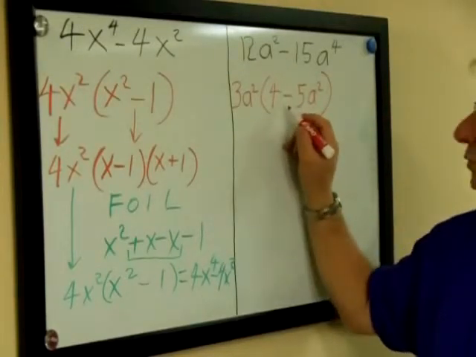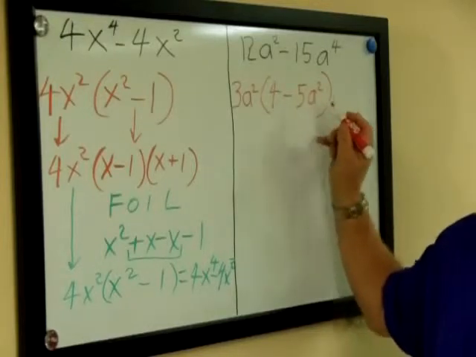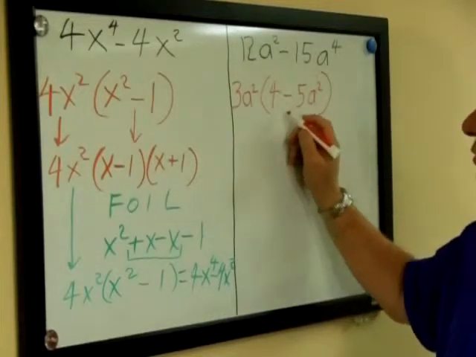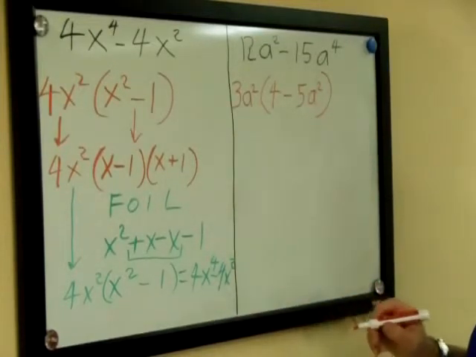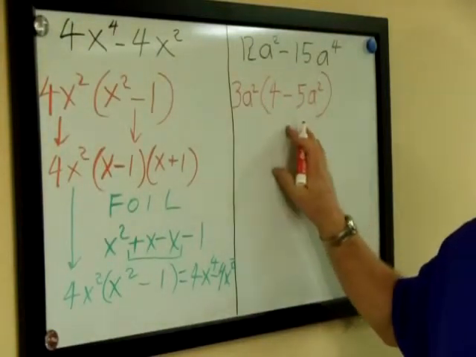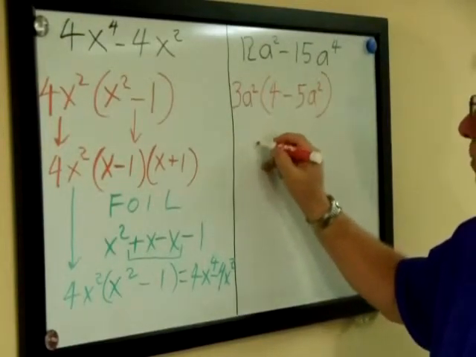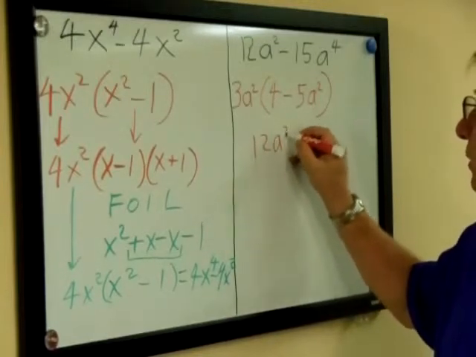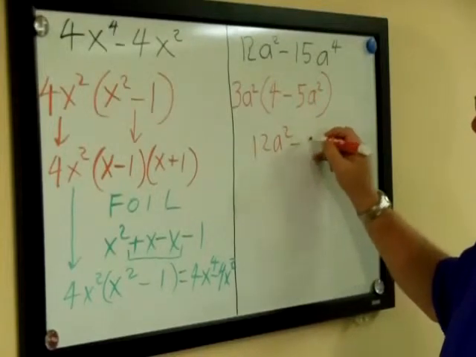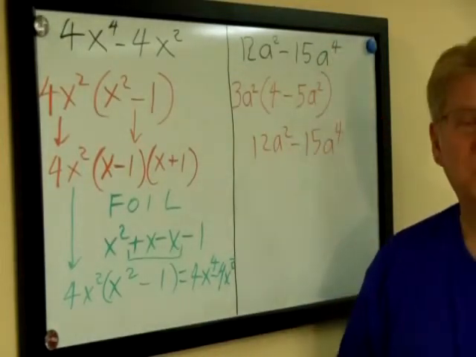And this is not a difference of squares because 5 is not something that has a number times itself to give us 5. So really this is as far as we can take this one. And if we want to double check that, we can just use the distributive property. This is the solution. But if we use the distributive property, we see that 3a squared times 4 is 12a squared, and 3a squared times 5a squared gives us 15a to the fourth. And that's the expression we started with.